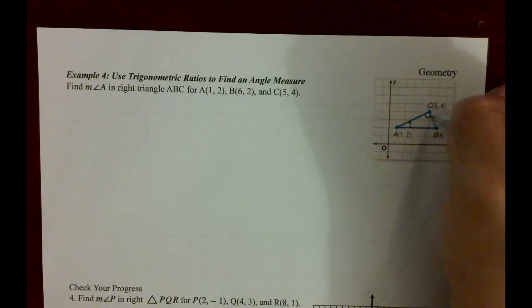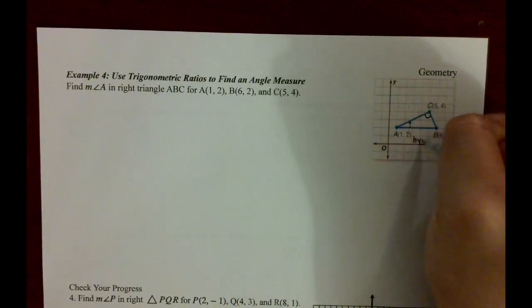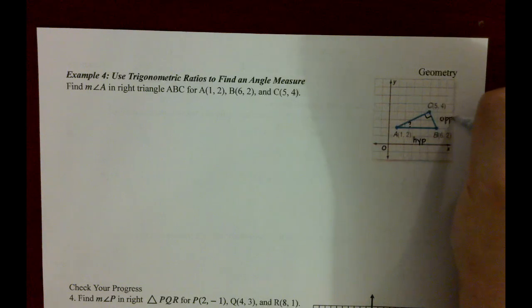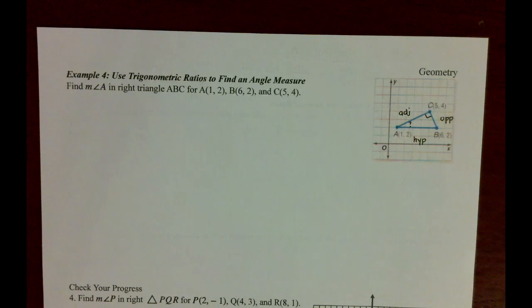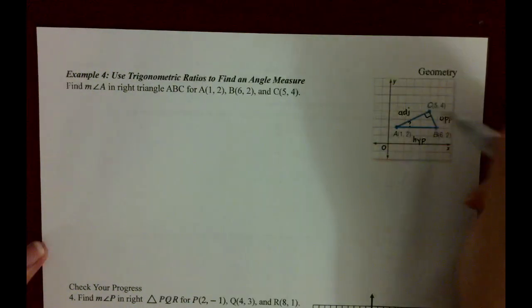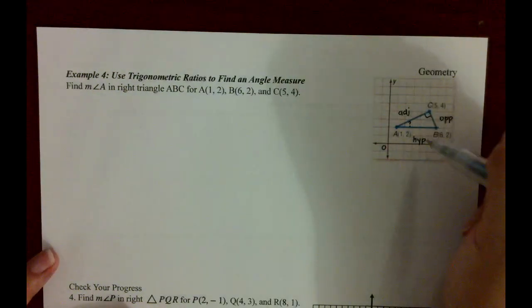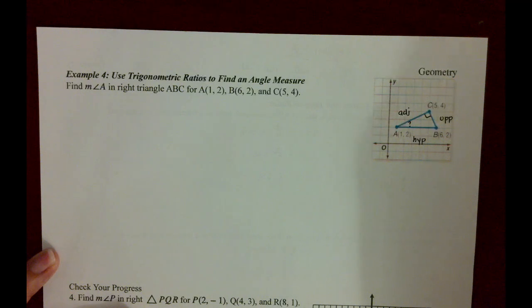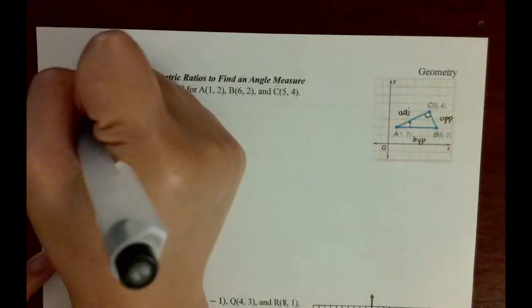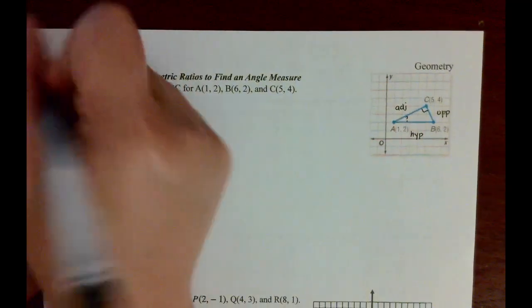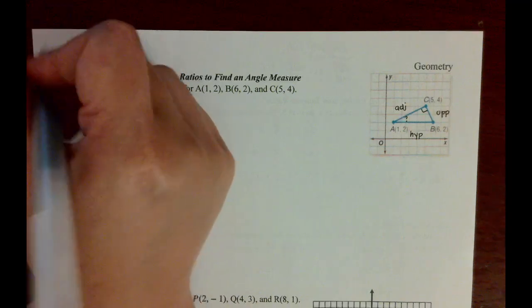So this is the right triangle. This would be the hypotenuse, this would be the opposite, and this would be the adjacent. It's up to you which one you want to use. The book chose to use cosine, so that's fine. If we want to use cosine, then we need the adjacent and hypotenuse. So then we're going to find the lengths of the adjacent and the hypotenuse.